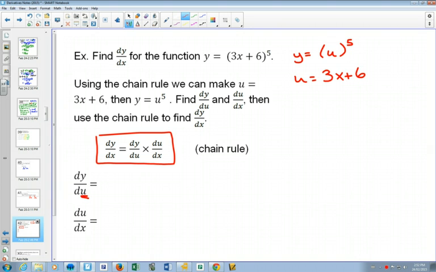So if we have y is equal to u to the 5, dy du is just 5u to the 4. Does that make sense? That's a simple power rule. On the top we have the function. On the bottom it's telling which variable it's a function of. du dx means you have a function u, which we have here, as a function of x, which we have there. So du dx would look at this equation and say, well, the derivative is just 3.